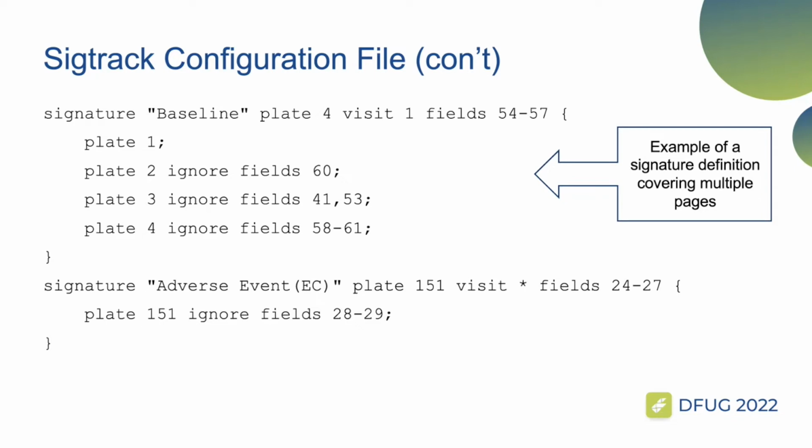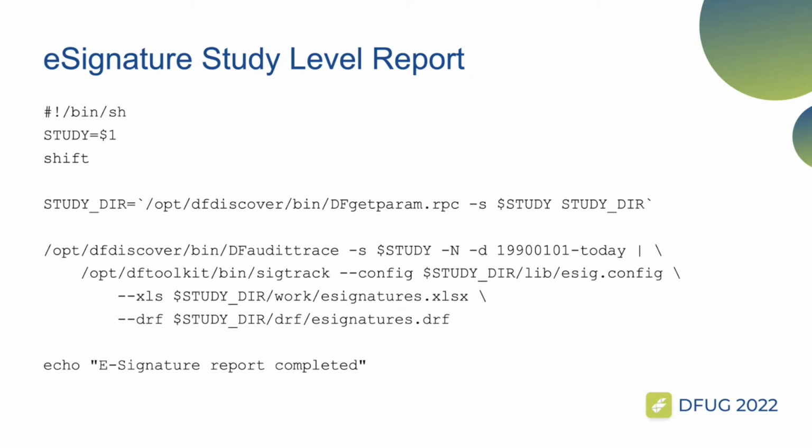and you hand this off to the SIGTRAC program. You can do this as a report, or you can do this as a script. This is basically the minimal amount of stuff that you need to do. It's going to run DF audit trace from the DFdiscover software. We're going to tell it what study we want to run the audit trace on, that we're interested in new records, and that the date ranges from January 1st, 1990 to today. And we're going to send the output of DF audit trace into the SIGTRAC program from DF Toolkit.